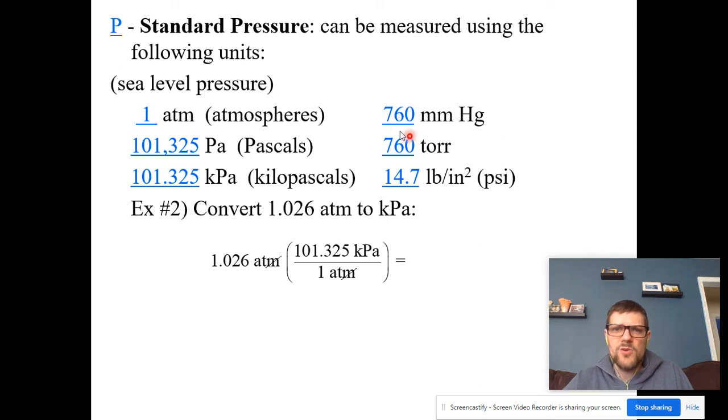By the way, these numbers are also, I believe, in your reference packet, so they're not numbers I'm asking you to memorize. I'm just asking you to be able to use them to make these conversions. Now we multiply across, cancel out our units, and we'll have our new value.